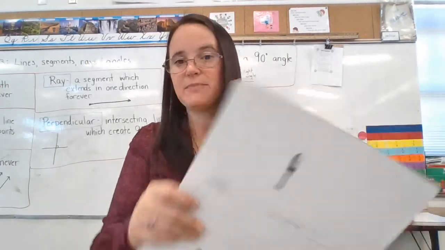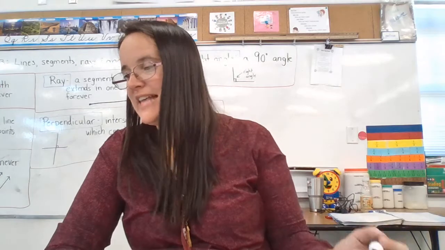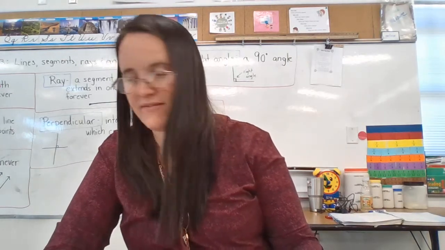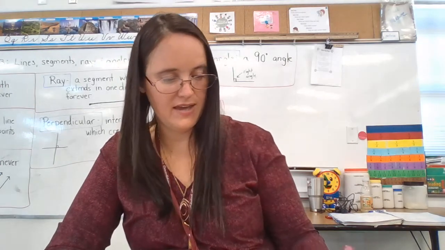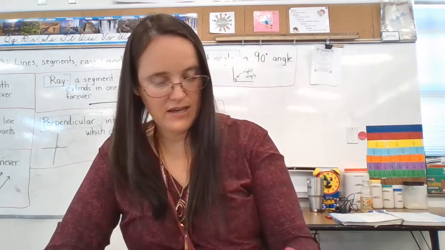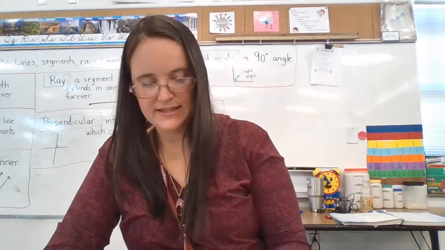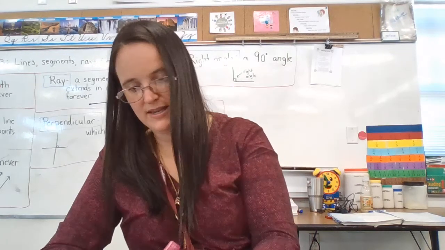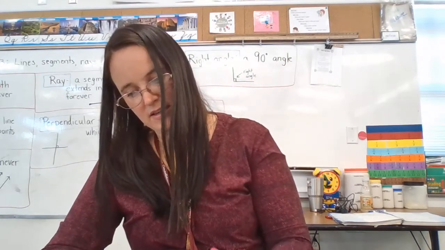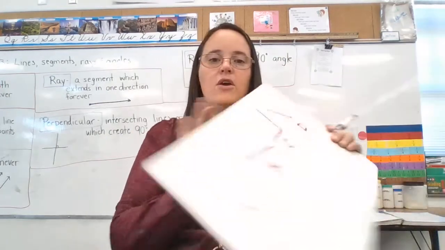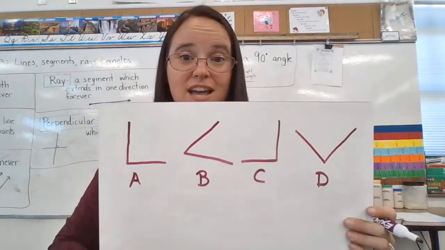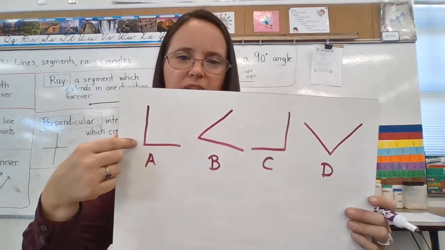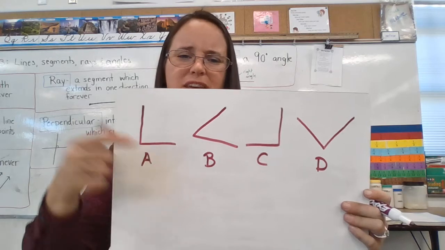Okay, and the very last practice problem says, which of these angles does not look like a right angle? So we have that one. This is A. B looks like this. C looks like this. And D looks like this. Which one of these does not look like a right angle? Well, A, clearly a right angle. C too. But look at B and D.